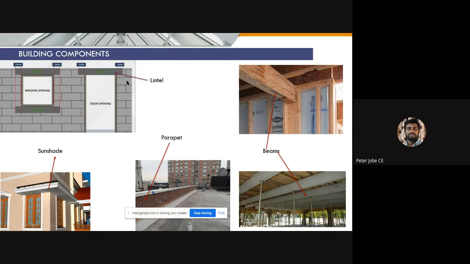So this is the component which is known as a lintel, and in most cases it will be reinforced cement concrete. In some cases we can also provide wooden lintels and steel lintels, but commonly what we provide is RCC, that means reinforced cement concrete. And next you will understand what is meant by a beam. This is the component which is known as a beam, and you can see the bottom figures also.